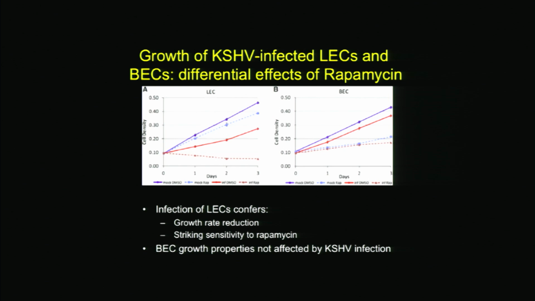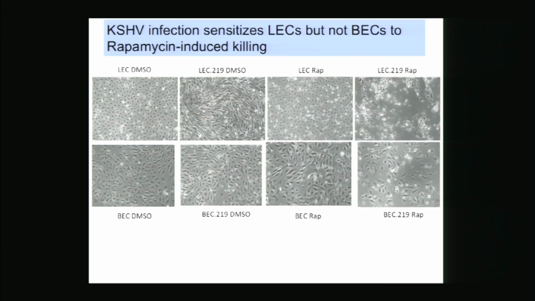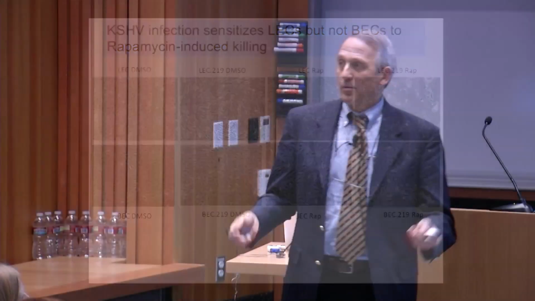And that is not the case for blood endothelial cells. Blood endothelial cells, even when they're uninfected, are more sensitive to rapamycin growth inhibition, but they don't die. And infection makes no difference to them. So this is what it looks like, and I'll just call your attention to over here. Here are LECs treated with rapamycin, and here are LECs that are infected and then treated with rapamycin. And you can see there's a lot of killing going on in that dish. Whereas blood endothelial cells, whether they're uninfected or infected, are not particularly affected by the presence of rapamycin.